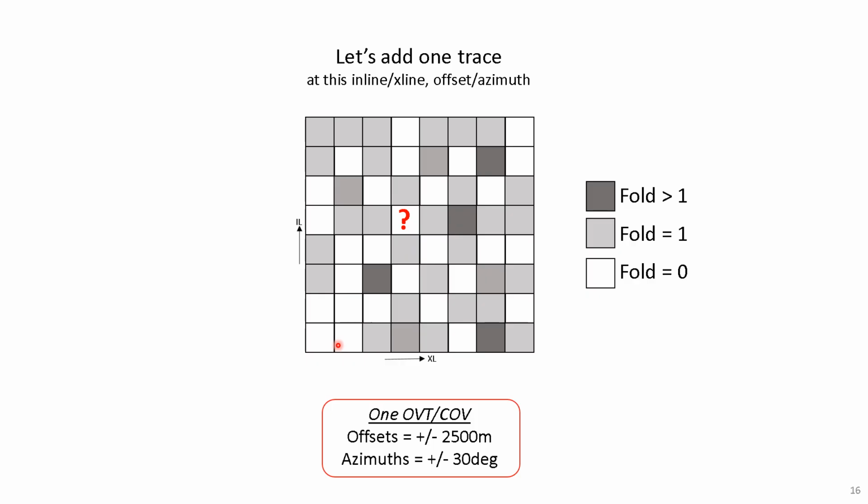The ones that are white are 0 fold. They have no midpoints in them. The ones that are a light gray are 1 fold. They have 1 trace in there. And the ones that are dark have more than 1 fold. So here's this empty bin. We want to write 1 new trace here at this inline, at this cross line, and at this specific offset and azimuth. How do we write a new trace there?